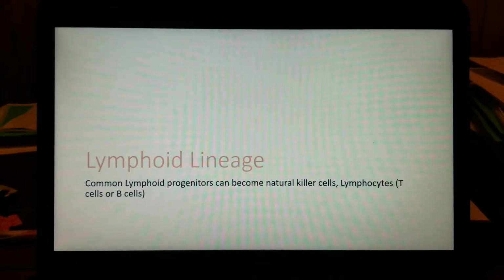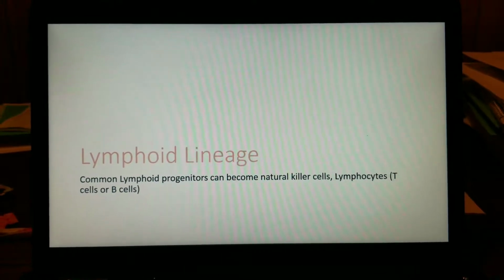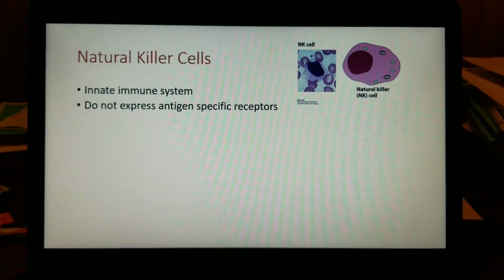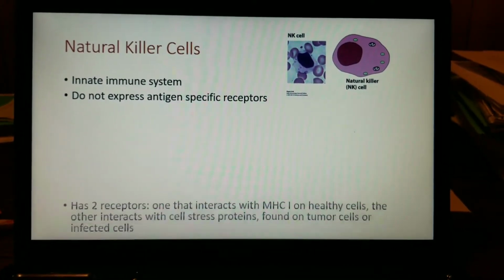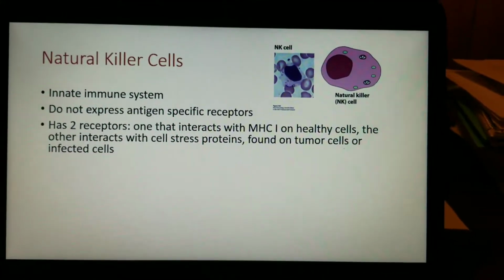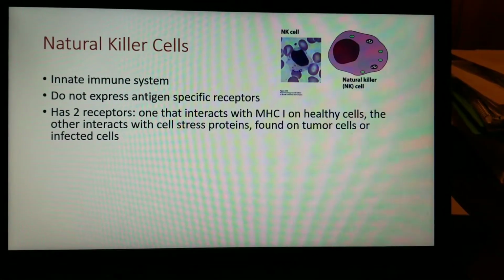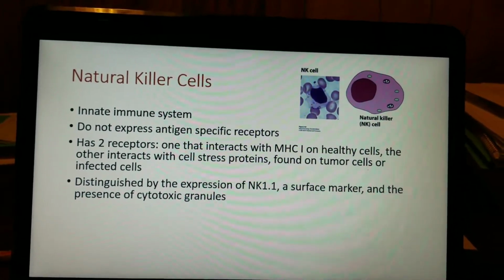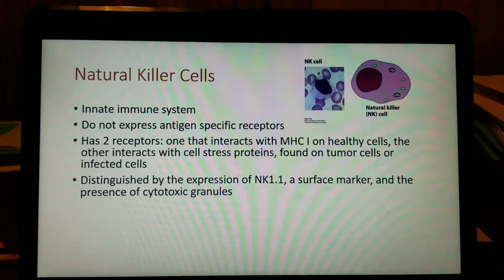So now we're at the lymphoid lineage, where the common lymphoid progenitors become natural killer cells or lymphocytes, which include T and B cells. Natural killer cells are part of the innate immune system. They don't express antigen-specific receptors. They have two types of receptors, one that interacts with MHC I on healthy cells, and the other that interacts with cell stress proteins found on tumor cells or other infected cells. They are distinguished by the expression of NK1.1 as a surface marker and the presence of cytotoxic granules.